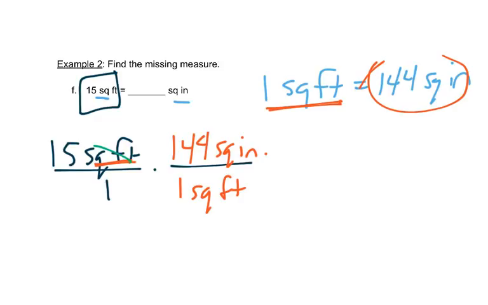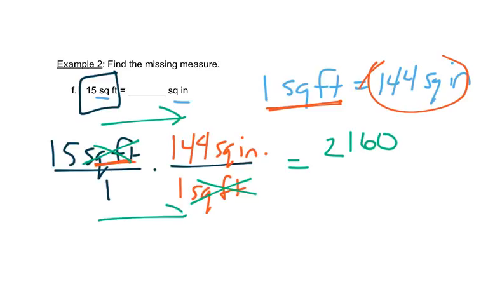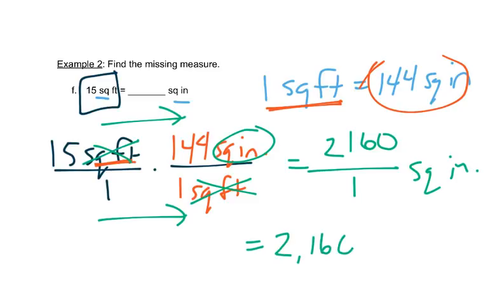And that's good because here the square feet will cancel out. One's on top and one's on bottom. And then we'll take 15 times 144 and we get 2,160, and then 1 times 1 is 1. Still have square inches. So we get 2,160 square inches.